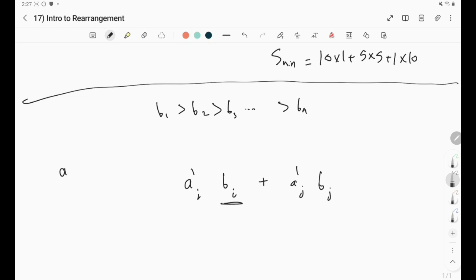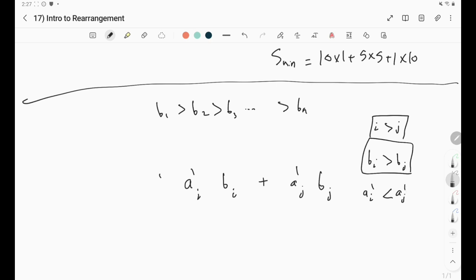So remember, the B's are already in descending order. So we already know that BI is greater than BJ. Of course, here I'm assuming that I is greater than J. However, the thing we have here is that those guys are swapped. So we have the opposite. Our goal is to show, if you want to make them even greater, then you should do the opposite. So that means you should do this. Okay. So let's see, how can we prove this?